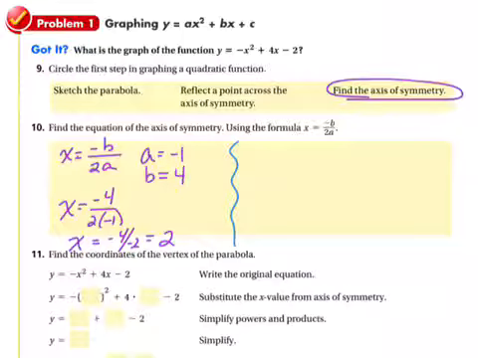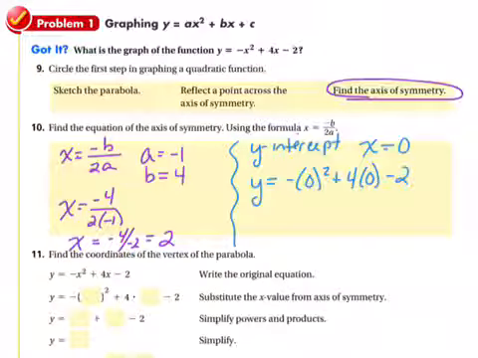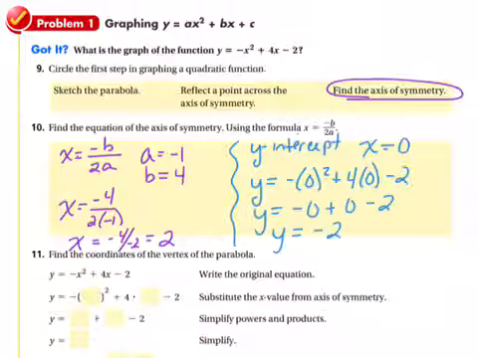The second step is to find your y-intercept. To find the y-intercept, I'm going to let x equal 0. So I get y equals negative 0 plus 0 minus 2. So I know my y-intercept is negative 2. Now I can also find the vertex of the parabola. And I can find the vertex because it lies on both the parabola and the axis of symmetry. So all I need to do is to take that x equals 2 and put it into the original equation, and that will give me the vertex.